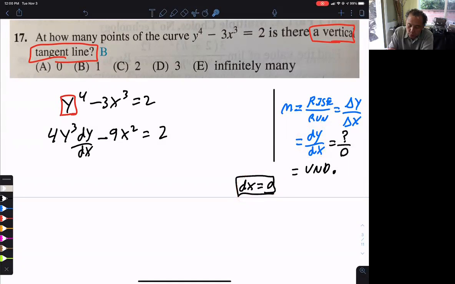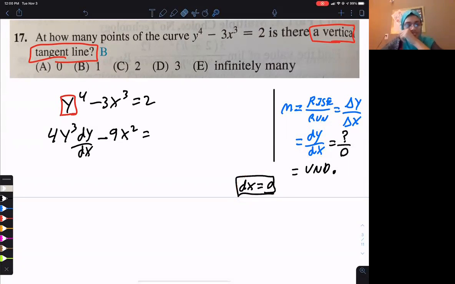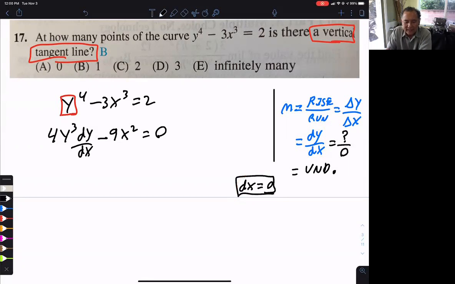So the first step, ooh, I messed up. Derivative of 2 is 0. What are you doing? Glad I got that. That would have been scary. You guys should have told me. You should have said something.